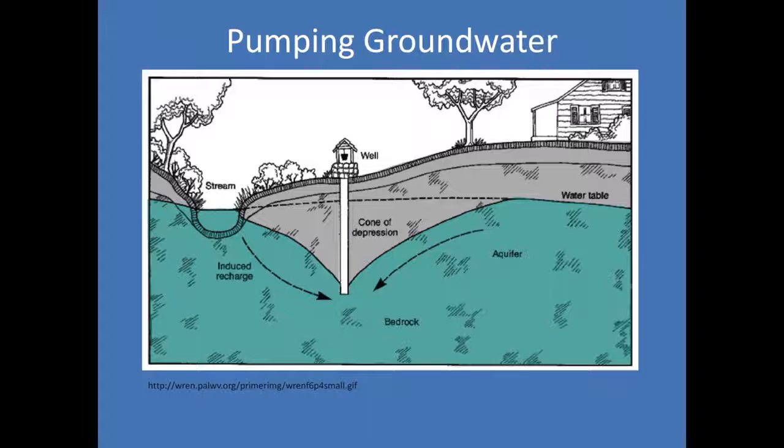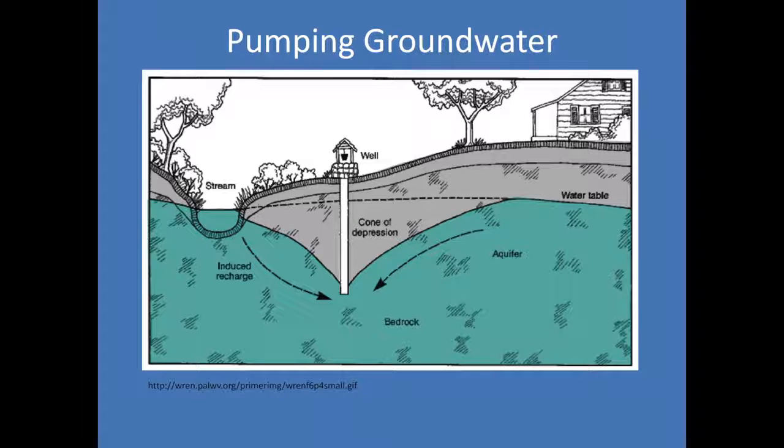Okay, when we pump groundwater, in this diagram you see a well situated outside a backyard. This is a very small personal well use. But you can see what we call the cone of depression or the drawdown that we see with our water table near well sites.